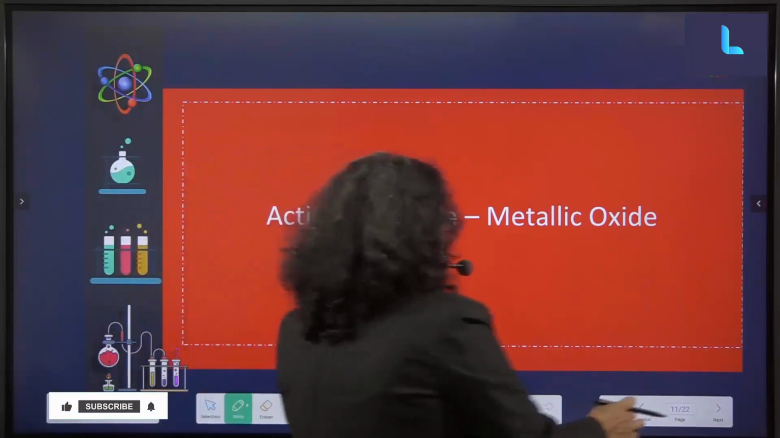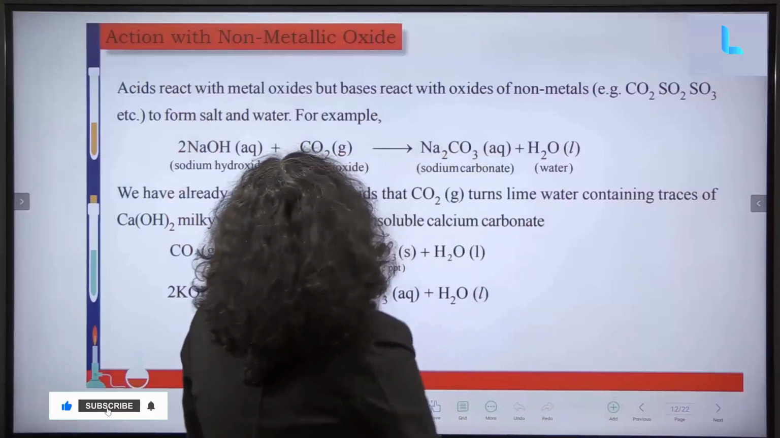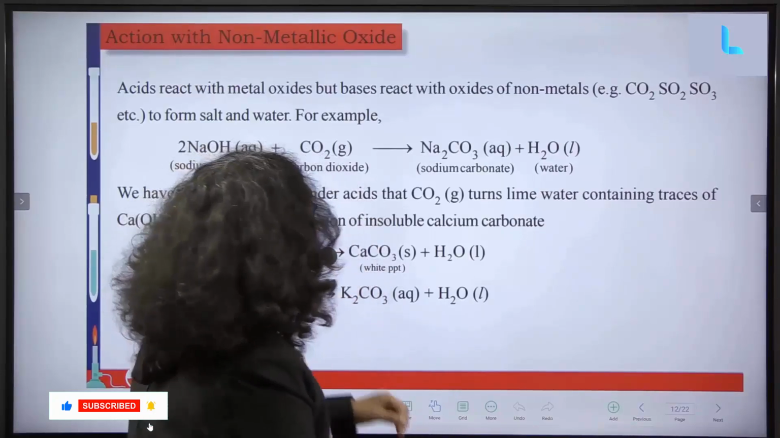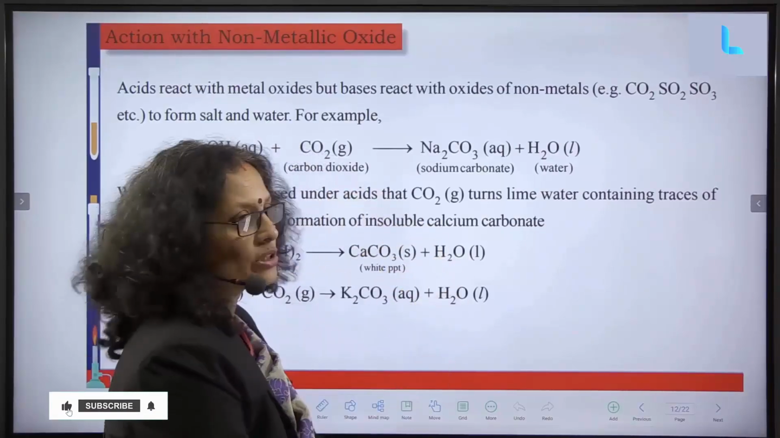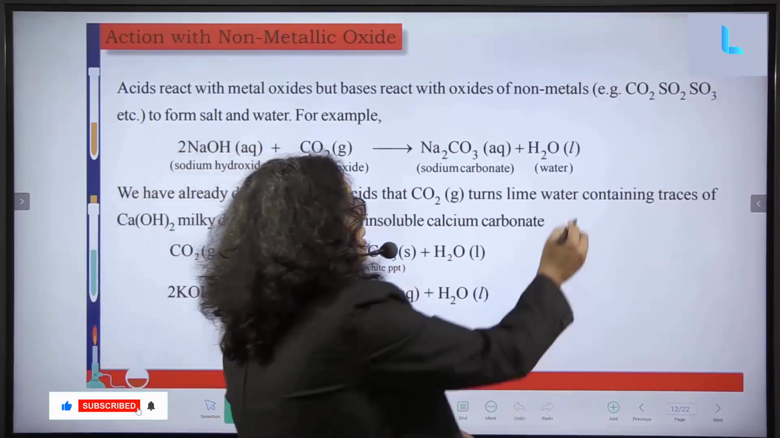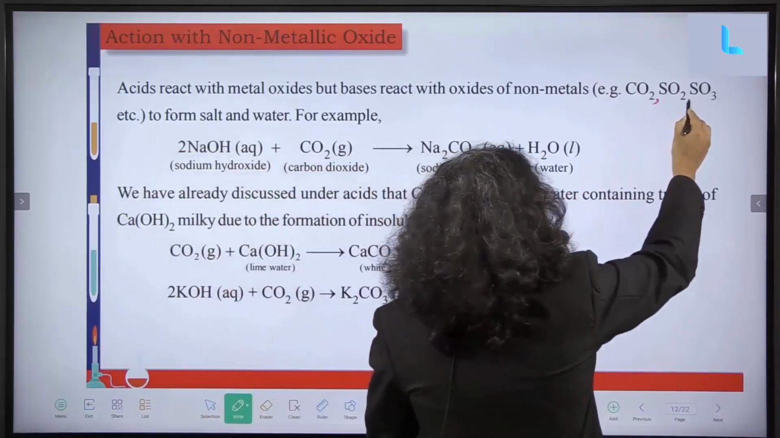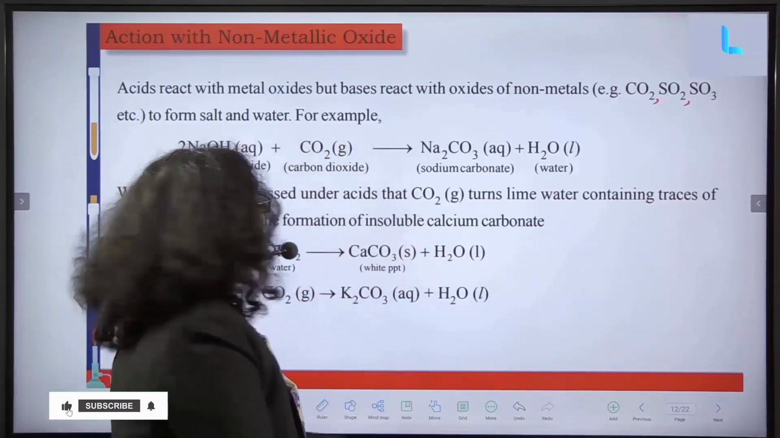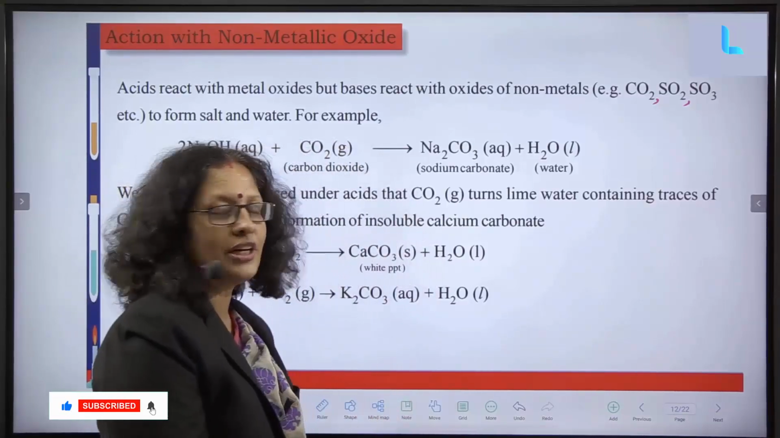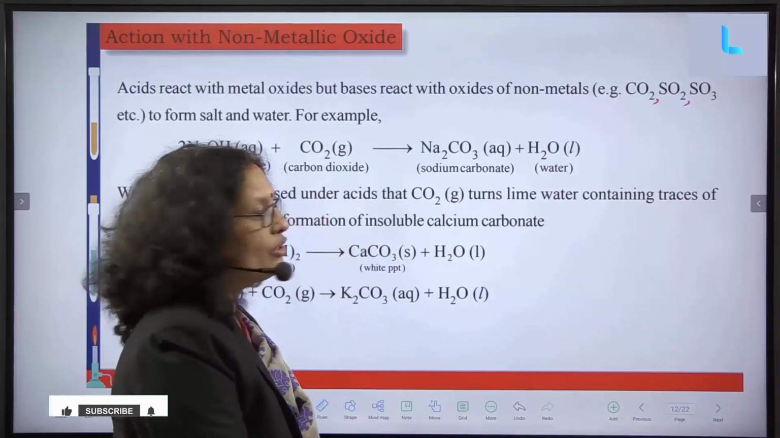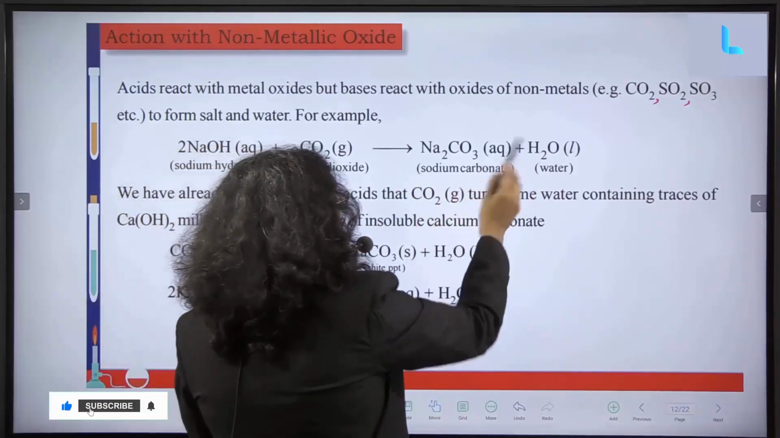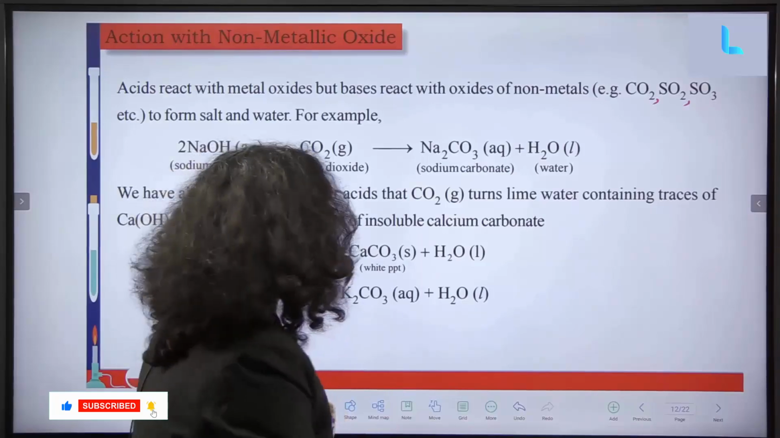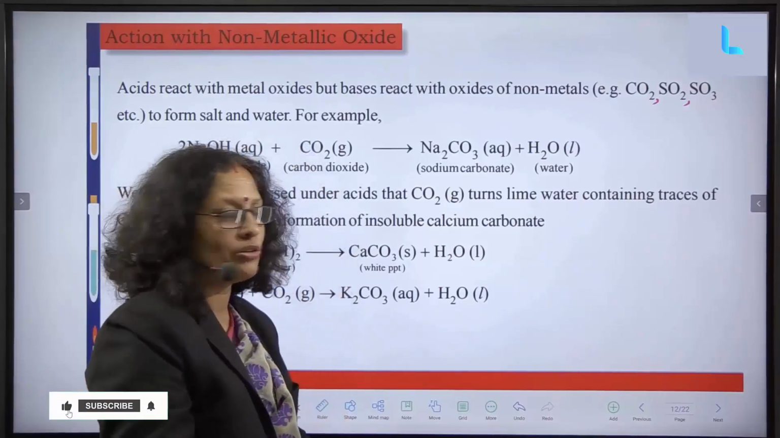Now, when a non-metallic oxide reacts, what will form? Bases react with oxides of non-metals like carbon dioxide, sulfur dioxide and sulfur trioxide to give salt and water. Now let's see here, sodium hydroxide reacts with carbon dioxide. You get sodium carbonate and water. Sodium carbonate is a salt here, and water.